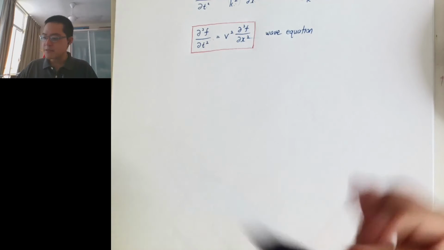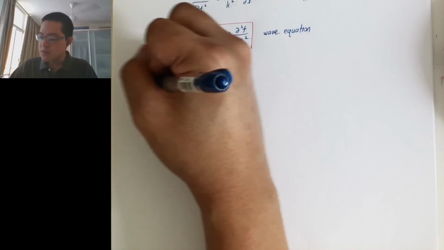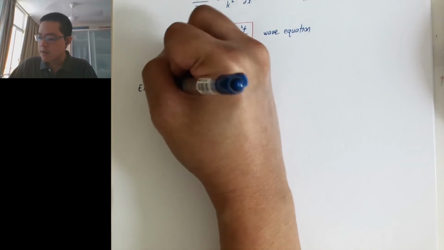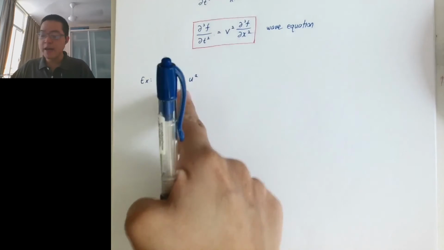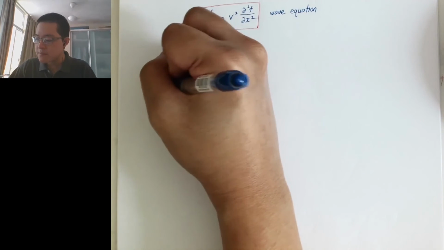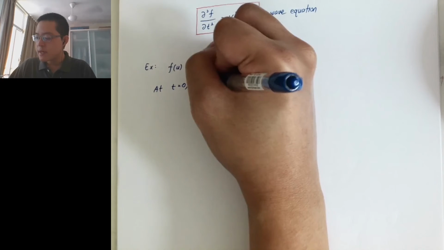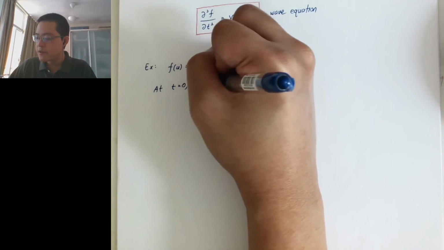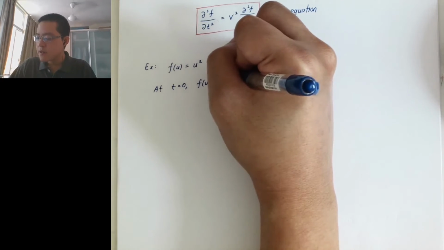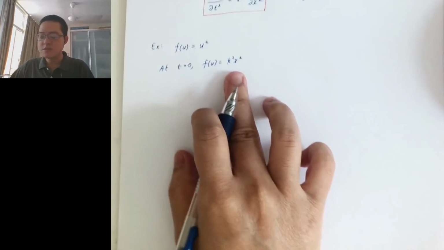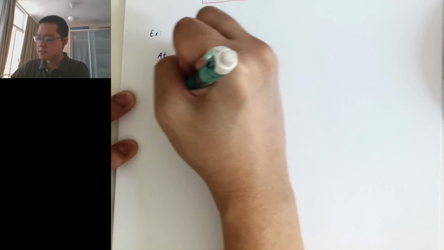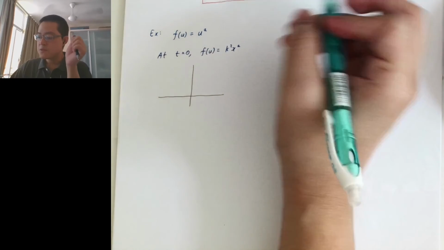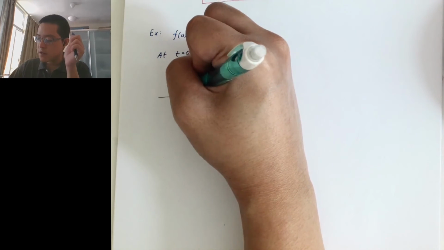If you're not convinced, let's try an example. So just now our example was, let's take f of u to be u square. That means at time equals to 0, my f of u is just k square x square. Then my graph is looking something like this.